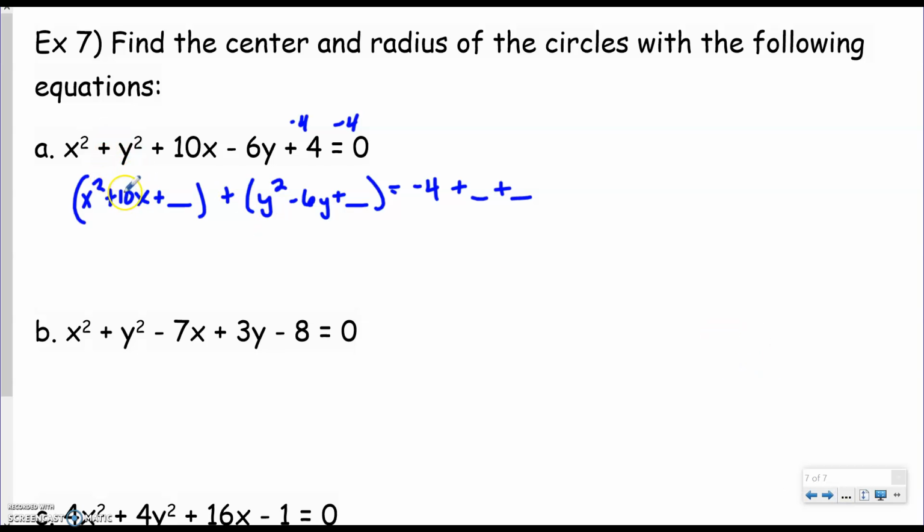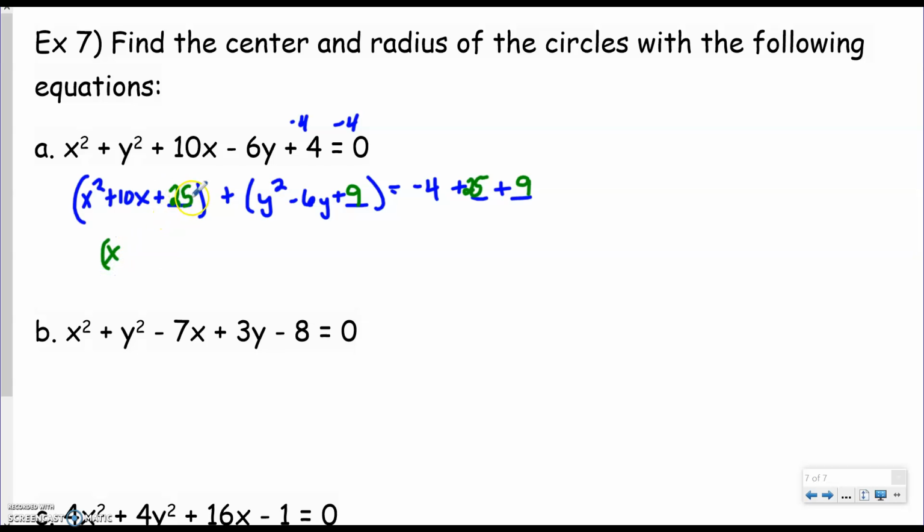To complete the square, I'm going to take half of 10, which is 5, and 5 squared is 25. So I'm going to add that to both sides there. And then I'm going to take half of -6, which is -3, and square it to get +9, and I'm going to add 9 to both sides. What that does is it allows me to factor this using a perfect square trinomial.